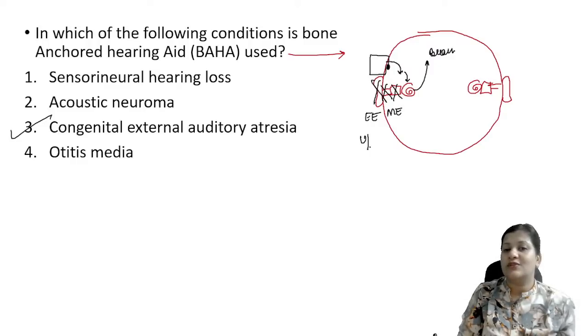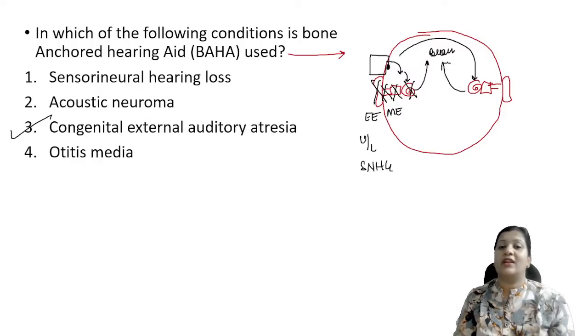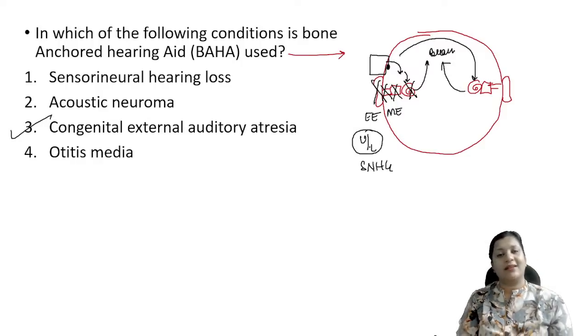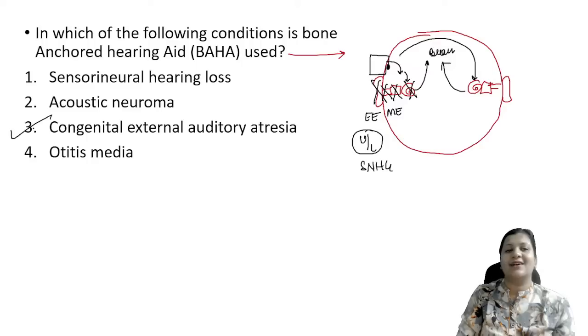It is also used in unilateral SNHL. So whenever one cochlea is not functioning, the sound can go towards the opposite cochlea and from there to the brain. So it can be used only in unilateral SNHL. If bilateral SNHL, it cannot be used. So the correct answer will be 3.